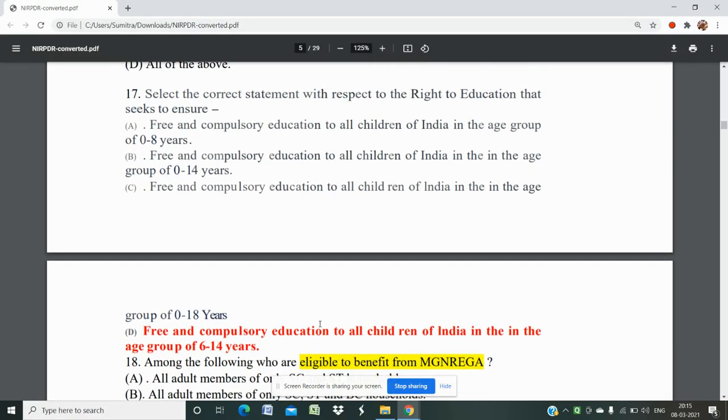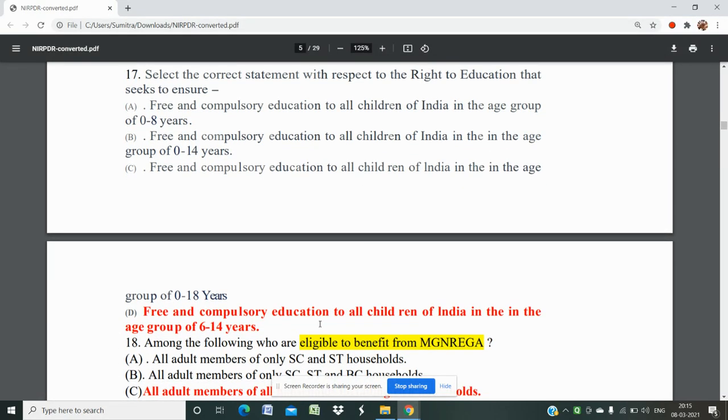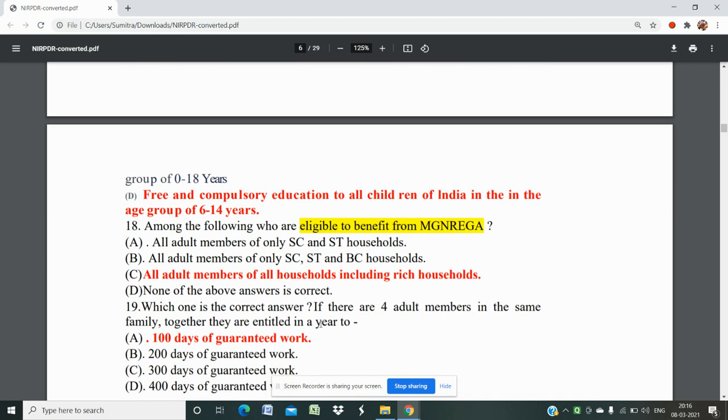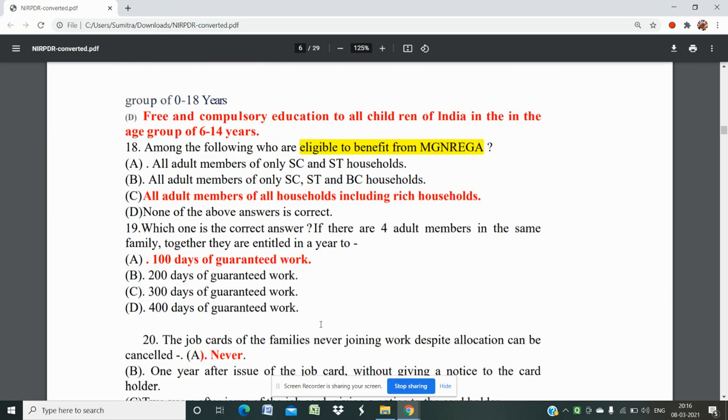Then select the correct statement with respect to right to education. Yes, there might be some questions relating to right to education, other political and fundamental rights, right to information, education, etc. Then free and compulsory education to all children of India in the age group of 6 to 14, like Sarva Shiksha Abhiyan.